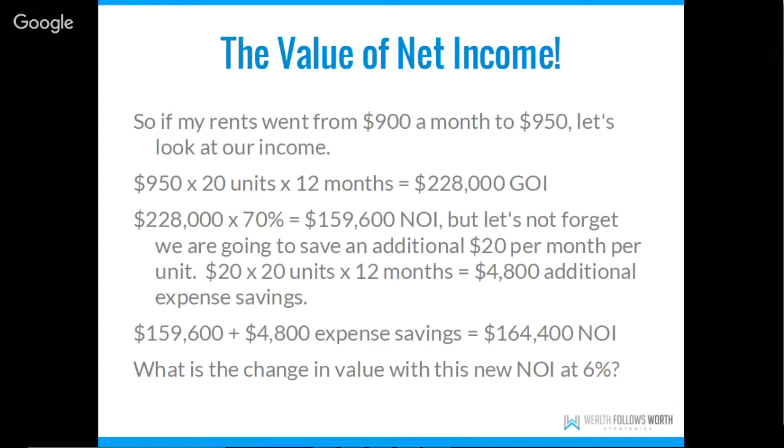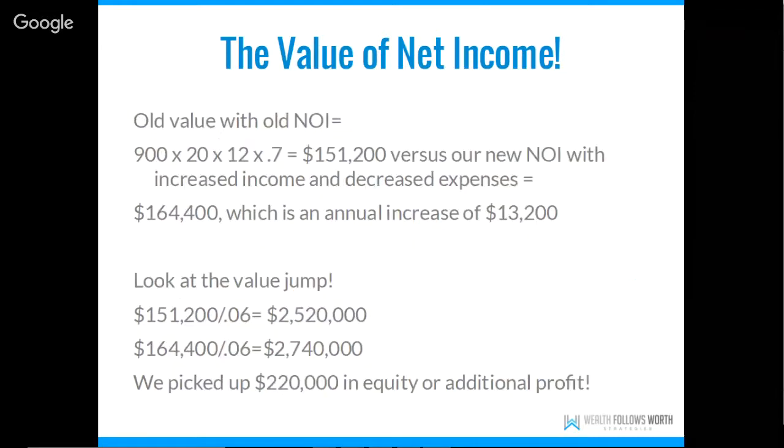So what does that do to the value change at 6% if I'm in a 6% market? Well, gosh, with the old NOI, I've got the $900 a month in rents times 20 units times 12 times 0.7 to subtract expenses gives me the 151.2 versus our new NOI with our increased income and decreased expenses. So that, again, that 164.4 represents an annual increase of $13,200.